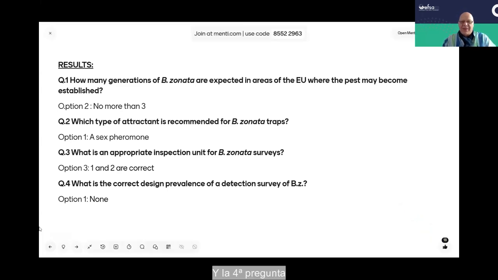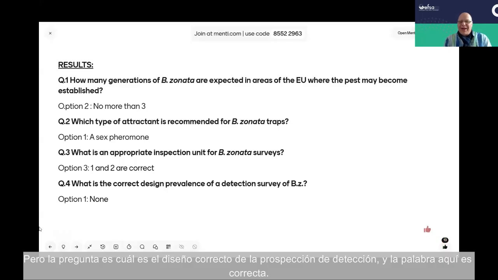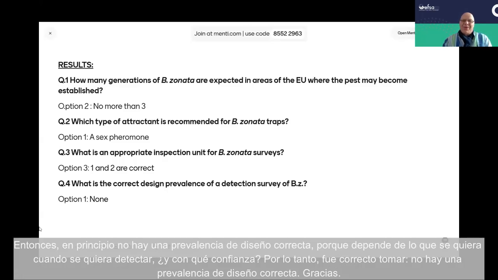And the fourth question was made to make you answer as you did. So you all were ticking the regulated 2%. But the question is asking what is the correct design prevalence of the detection survey? And the word here is correct. And we have discussed that the design prevalence and the confidence limit is a managerial decision. So in principle, there is no correct design prevalence because it depends on what you want, when you want to detect it, and with what confidence. So therefore, it was actually correct to take A. There is no correct design prevalence. Thank you.